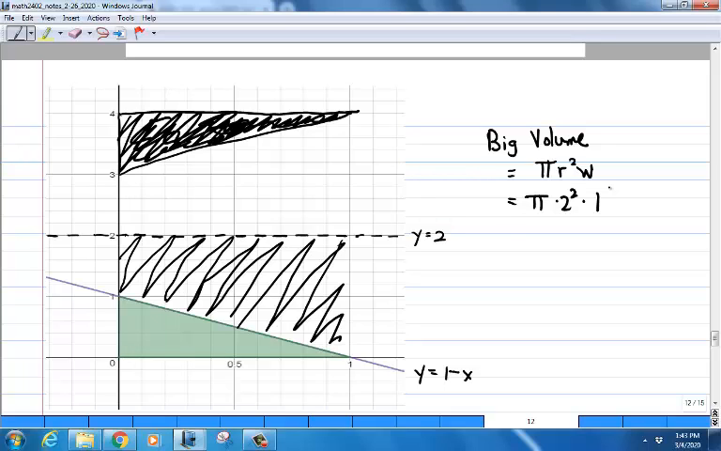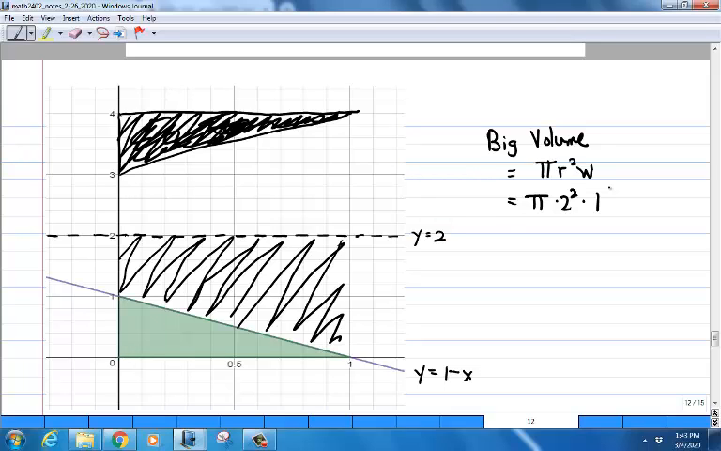Now, how do I work backwards to what I want? Because I only want this part rotated around y equals 2. So what do I have to cut out of the big volume? Just describe it to me in words. What do I want to cut out of the big volume to get the volume that I'm interested in? Yeah, this part, the part in the middle.